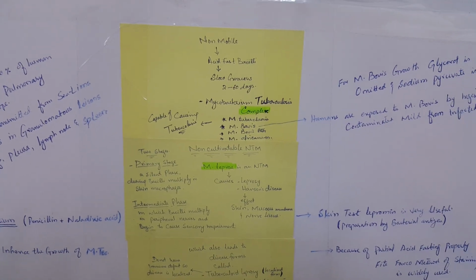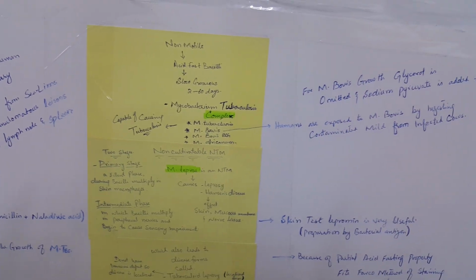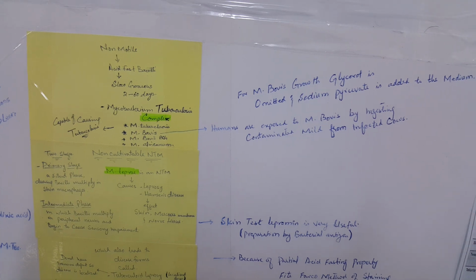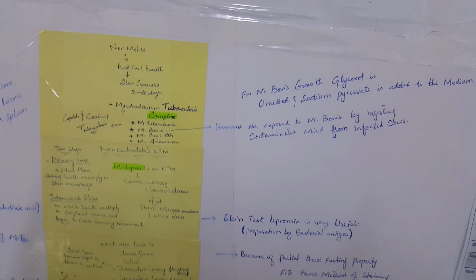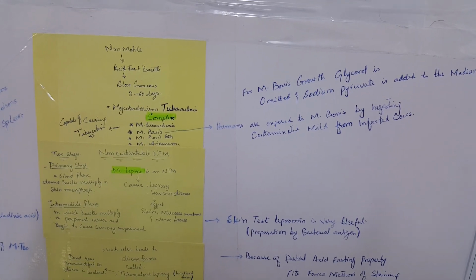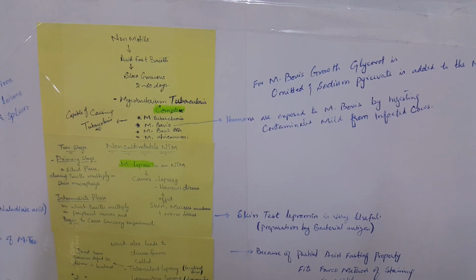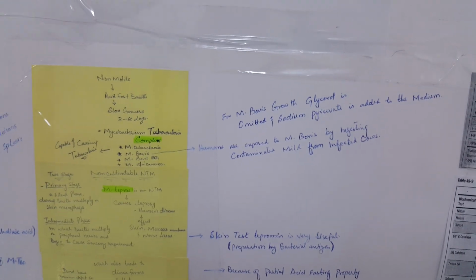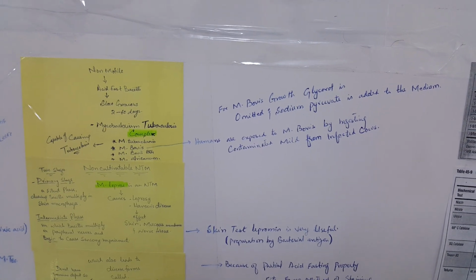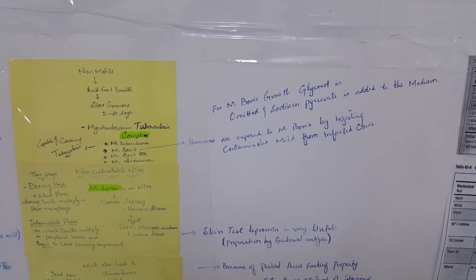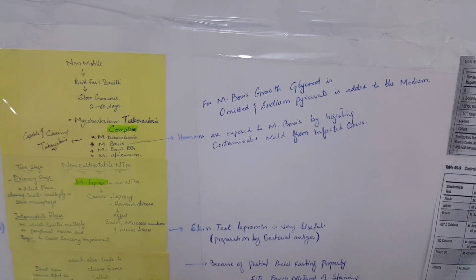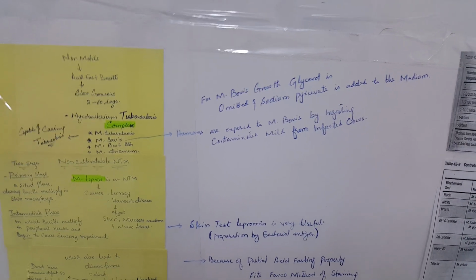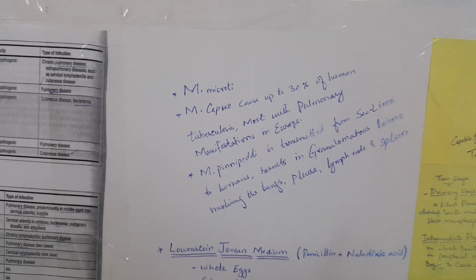Mycobacterium bovis is transmitted to humans by ingestion of contaminated milk products from an infected cow. Mycobacterium bovis is a little different from the rest of the Mycobacterium tuberculosis complex species. Mycobacterium bovis requires sodium pyruvate instead of glycerol in the Lowenstein-Jensen medium to enhance its growth.